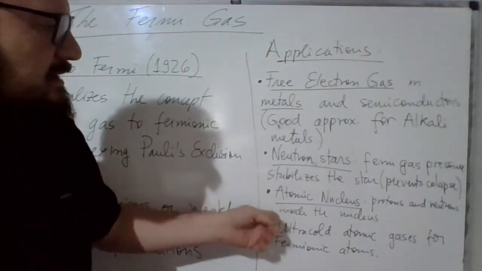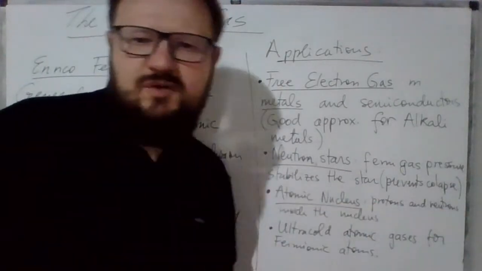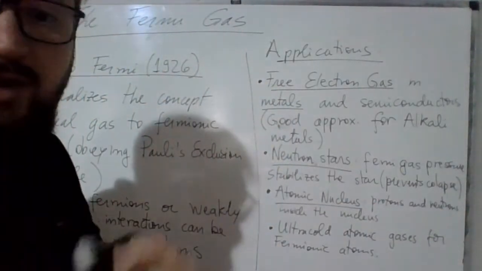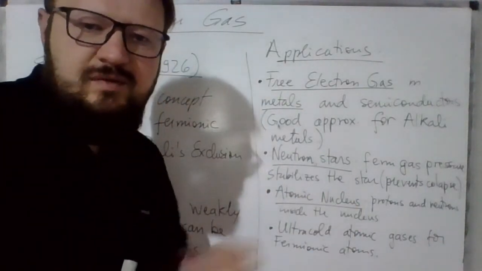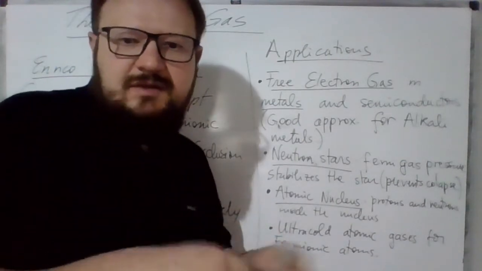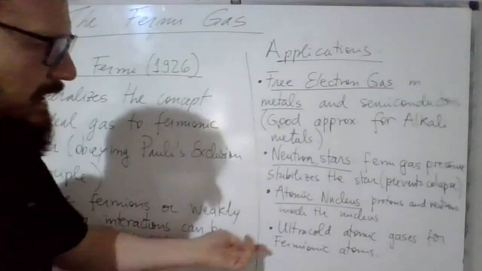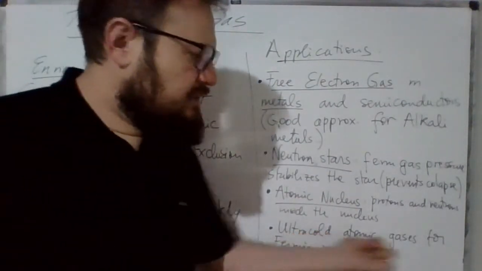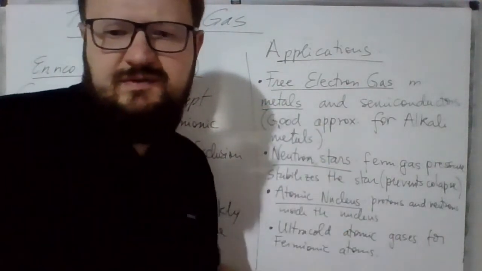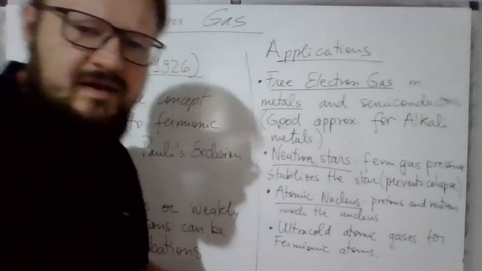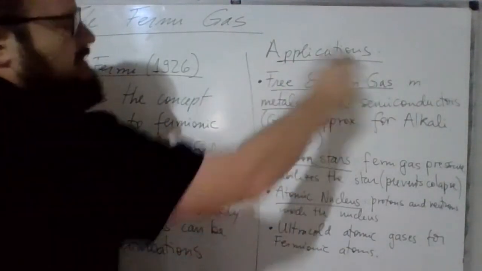The atomic nucleus, which is composed of protons and neutrons, in a very simplistic model, can use a Fermi gas to deal with the subatomic particles inside the nucleus. Okay, and of course there are the ultra cold atomic systems, which can be considered as a first approximation as a gas of fermionic atoms. Okay, but we will be more interested in the electron case.